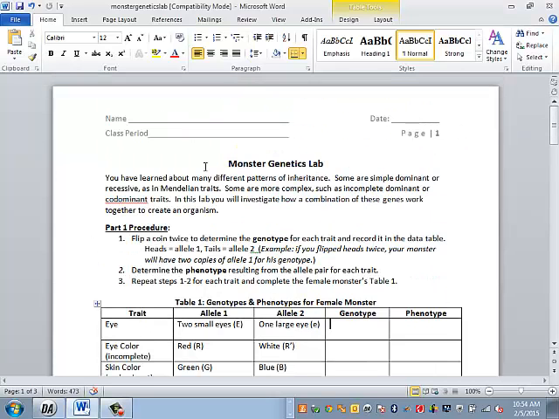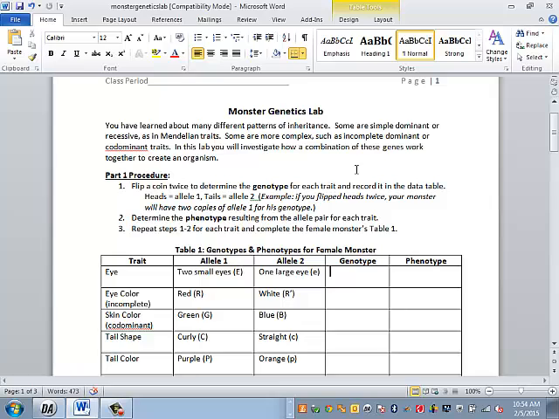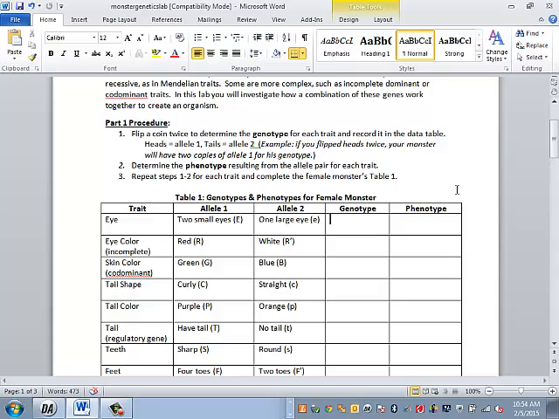So these are the instructions for the monster genetics labs. Now, we've been learning about different patterns of inheritance, and so today in this lab, you're going to investigate how a combination of these genes work together to create a new monster organism. So part one, procedures, you're going to flip a coin twice to determine the genotype.